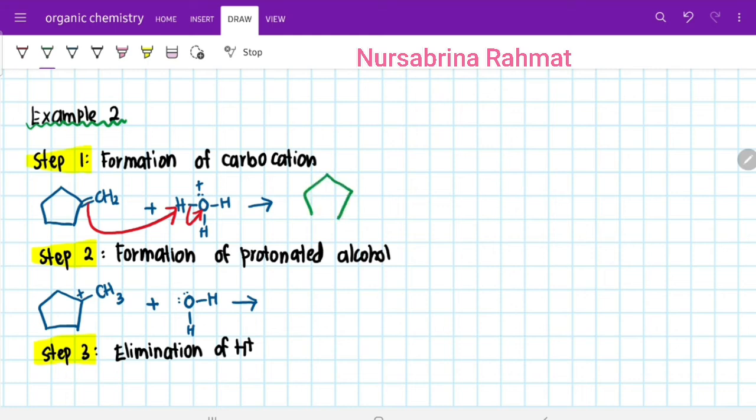Please bear in mind that you need to make sure you form the higher degree carbocation because it's more stable, plus a water molecule. This water molecule released from the first step will be used in the second step. The lone pair of electrons from your water molecule will attack the positive center of your carbocation, so we are making a protonated alcohol.